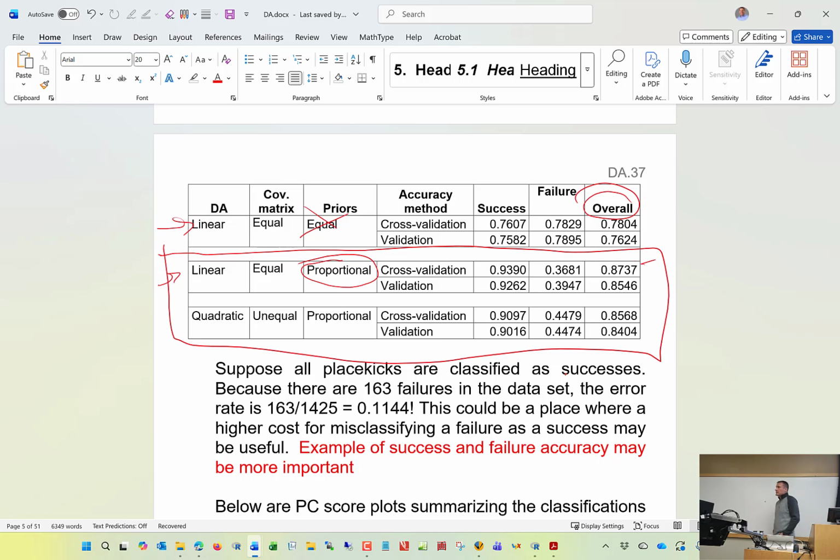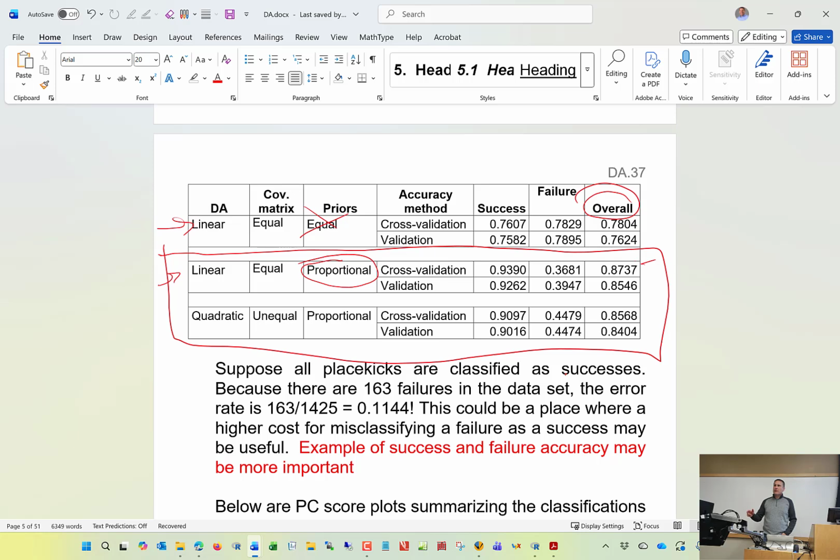And perhaps, I've thought about this before. What would a football coach want? Would they really be concerned about the accuracy for the failures for quadratic being higher? Would that matter to them? I think you can think of it from both perspectives. Yes, it would, or no, it wouldn't.